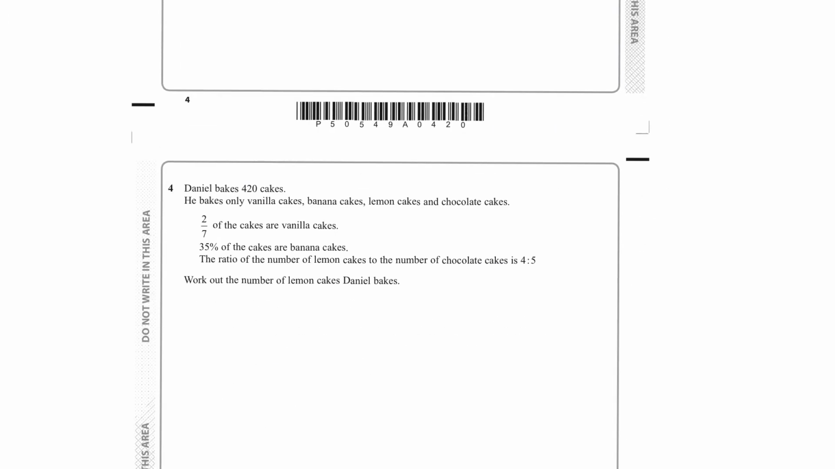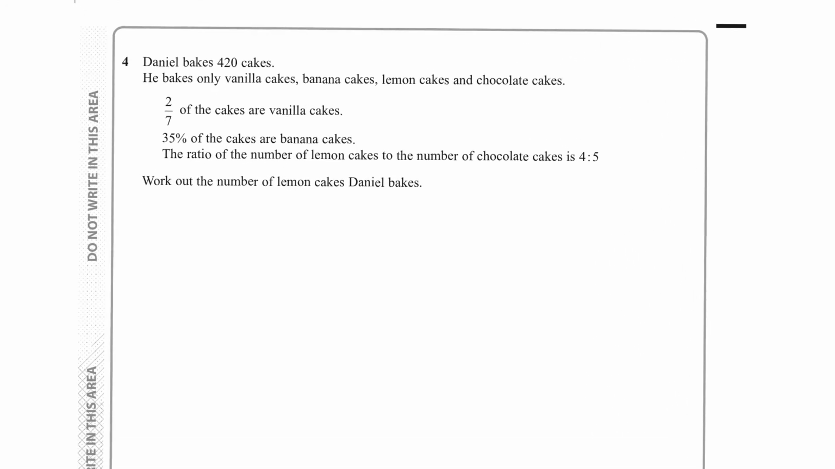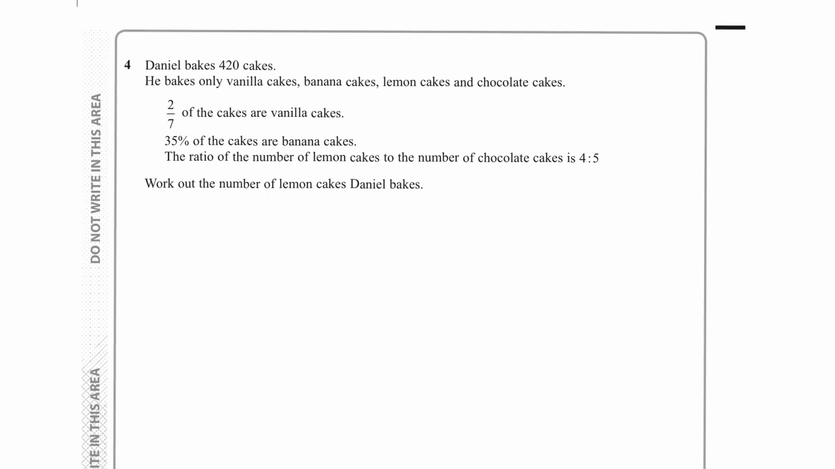Okay, so on to question number 4. So question number 4, Daniel bakes 420 cakes. That's a lot of cakes. So 2 out of 7 of the cakes are vanilla, 35% of them are banana, and it's giving us a ratio of lemon cakes to chocolate cakes. It basically wants us to work out how many lemon cakes Daniel bakes. So break it down bit by bit.